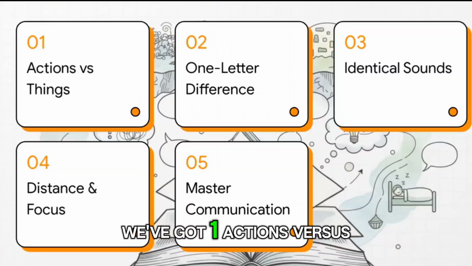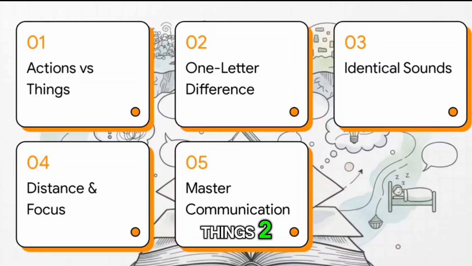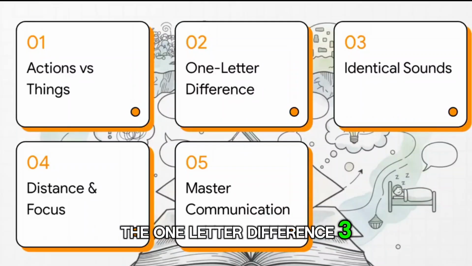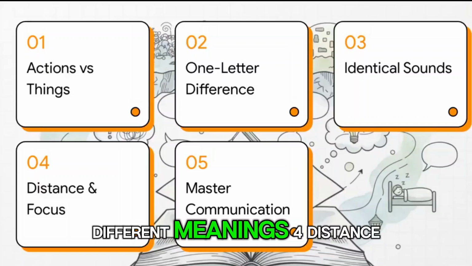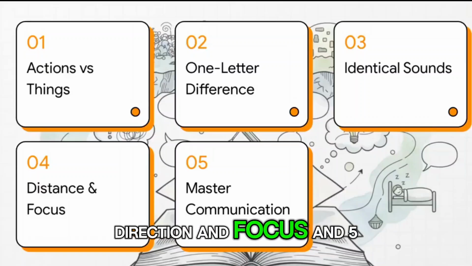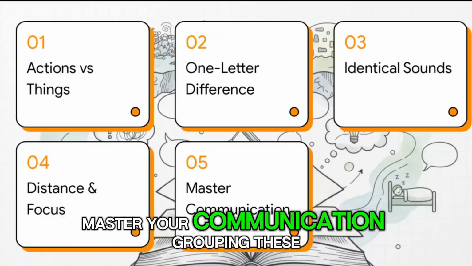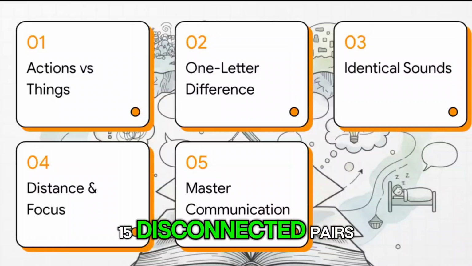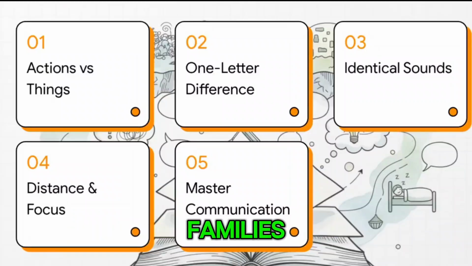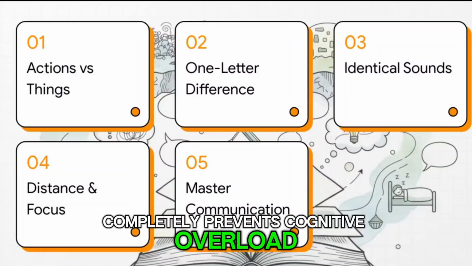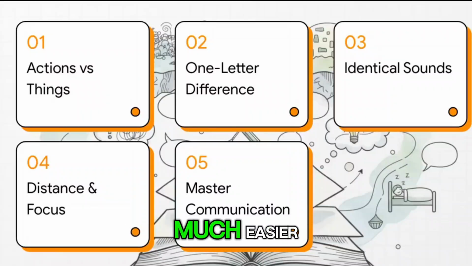We've got 1. Actions versus things. 2. The one-letter difference. 3. Identical sounds, different meanings. 4. Distance, direction, and focus. And 5. Master your communication. Grouping these 15 disconnected pairs into these specific little grammar families completely prevents cognitive overload. It makes mastering them so much easier.